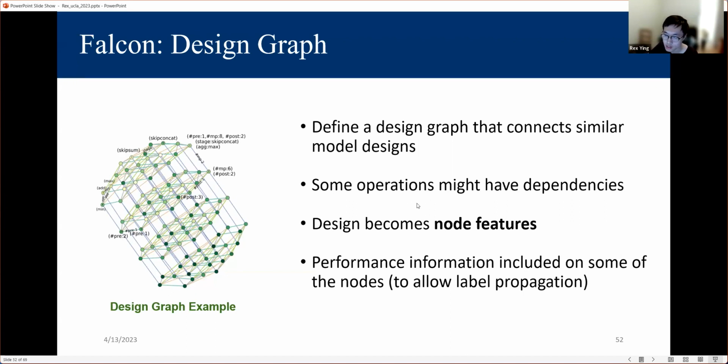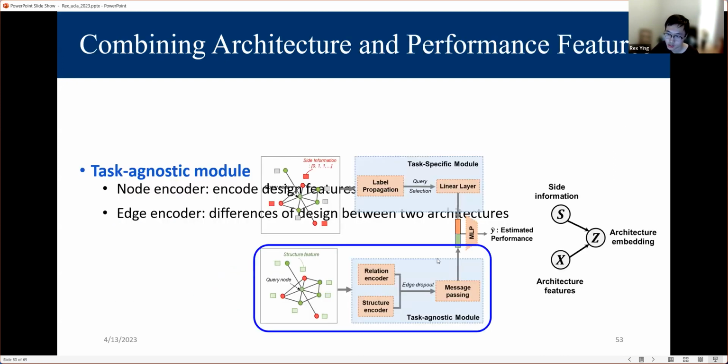And now with this, we can train a graph neural network to understand the relation between these architectures in order to make predictions, right? Here the architectural design becomes the node feature, and we can make predictions based on that.